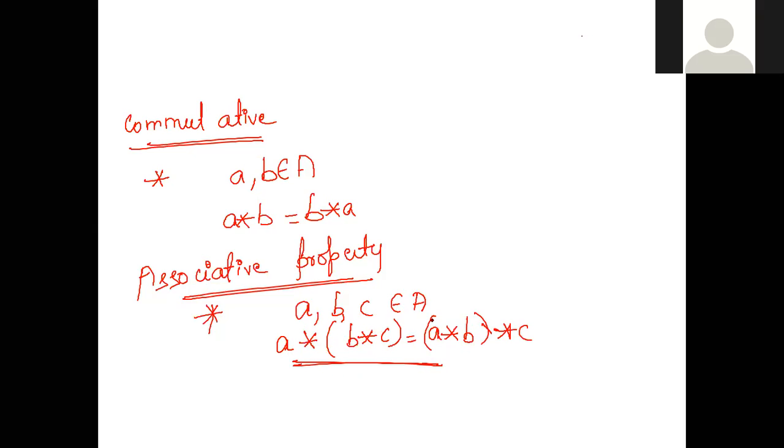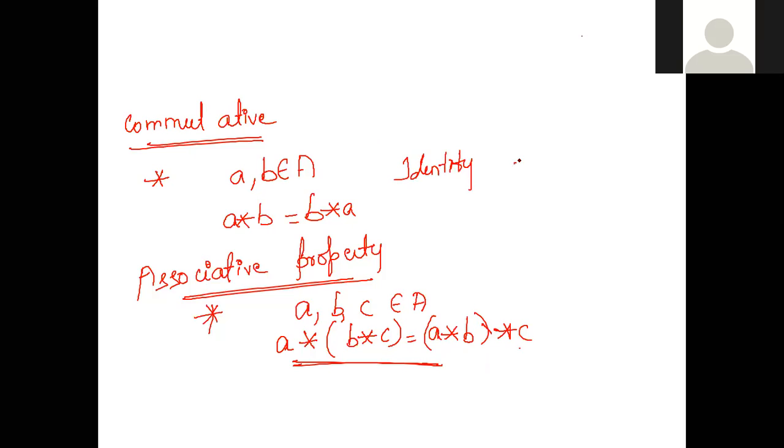Similarly here, first you have to do A star B, and then you'll get some answer. Combine that answer with C, and whichever answer comes, check whether the two are equal. Suppose they are equal, then the associative property is satisfied. Okay, then we discussed the identity property also.